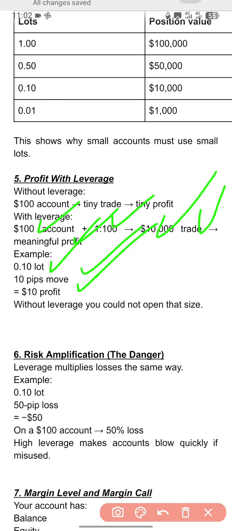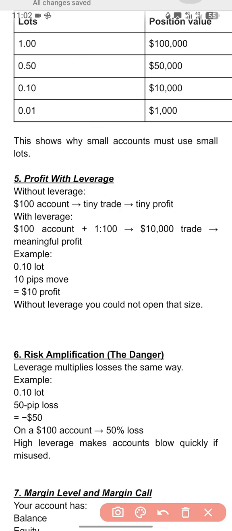Without leverage, you could not open that size. Without leverage, you can't open 0.1 lot size. But with leverage, it's possible. You can open 0.1 lot size because you need $10,000 to open a 0.1 lot of trade.